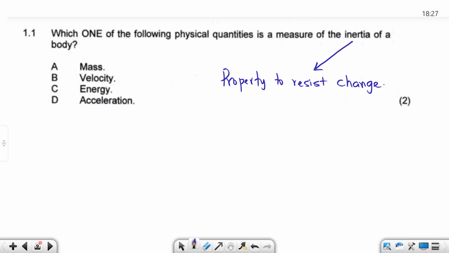So what's your answer? Do you want to type that for me? Property to resist change. I'm waiting, guys. I thought you guys are already done giving me an answer. Quickly.